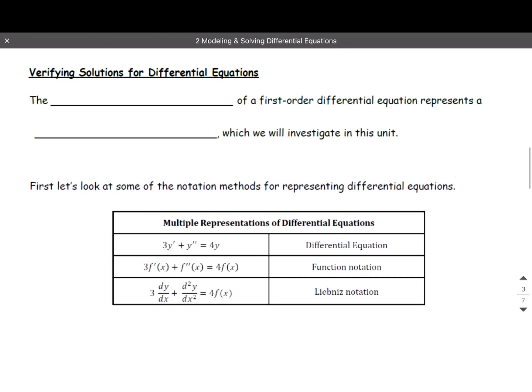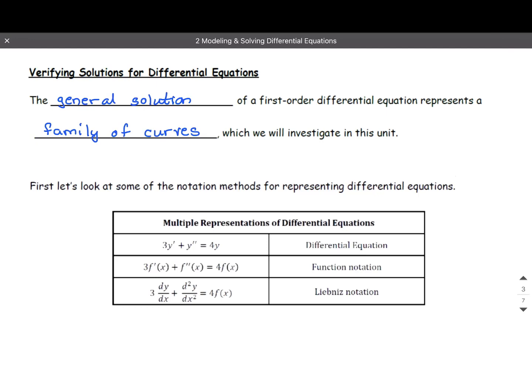Now we're going to verify solutions for differential equations also before we start solving them. Okay, now remember, the general solution of a first order differential equation, one that has one derivative, represents a family of curves. Remember when we did antiderivatives, we had a plus C? That gave us a family of functions because the constants could be different. Well, again, same thing with differential equations. We will have a family of curves, okay?